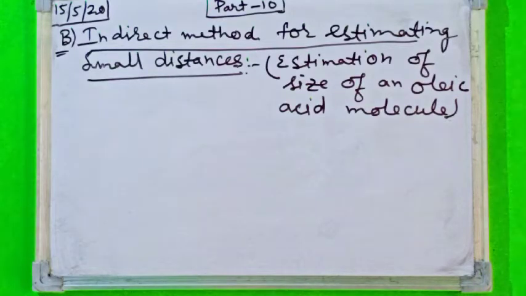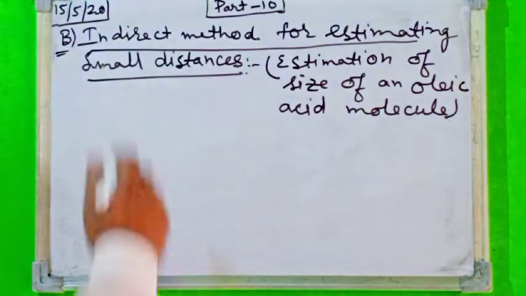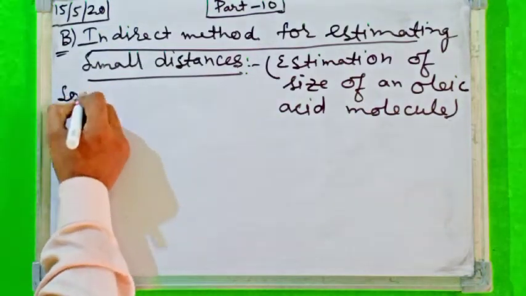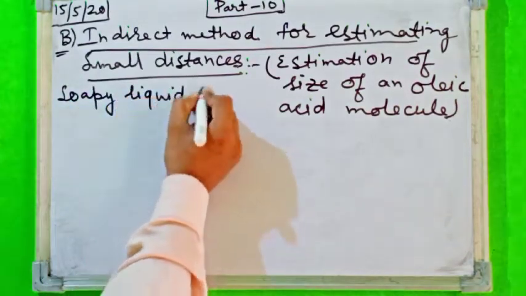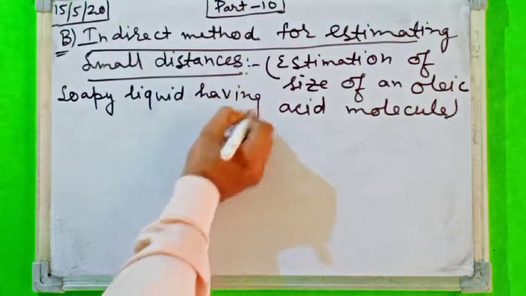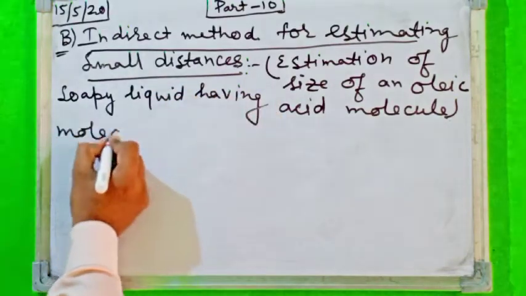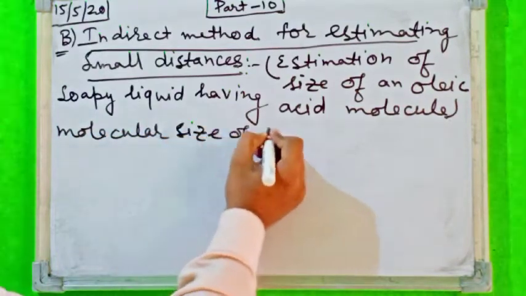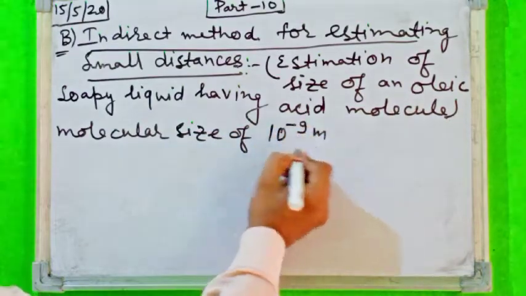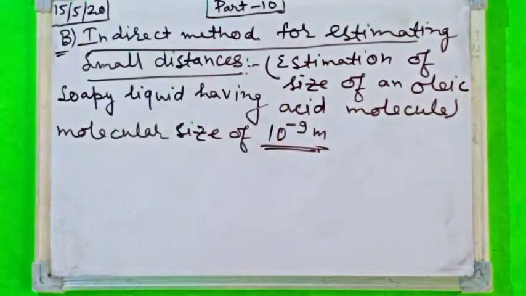I want to make it clear that oleic acid is a soapy liquid having a molecular size of the order of 10 to the power minus 9 meter, and we have to estimate this much size by an indirect method of measurement.